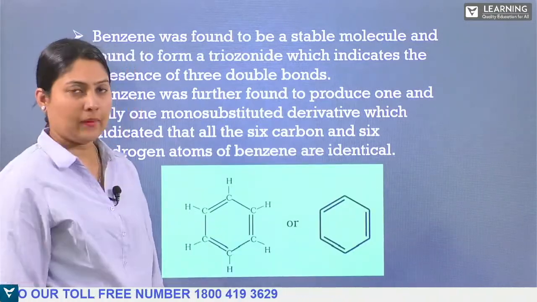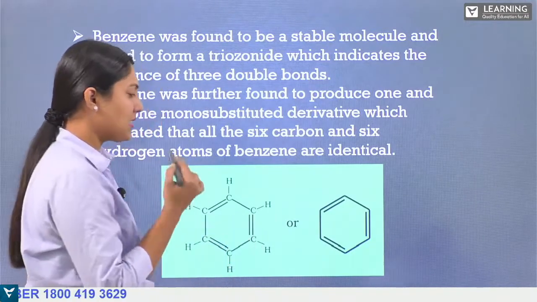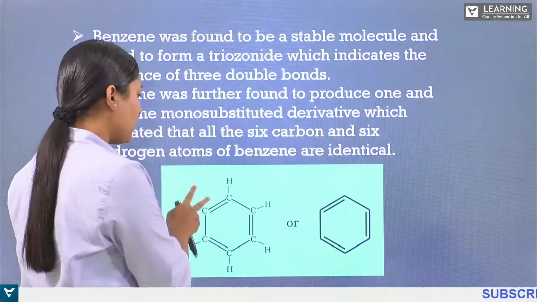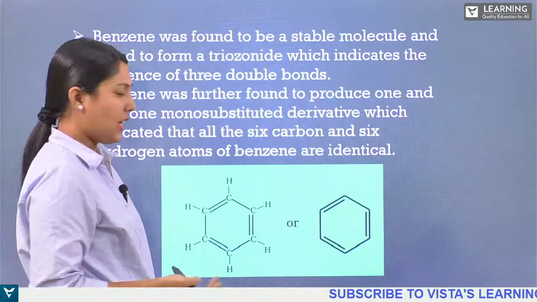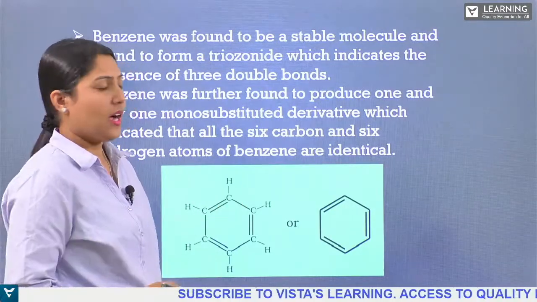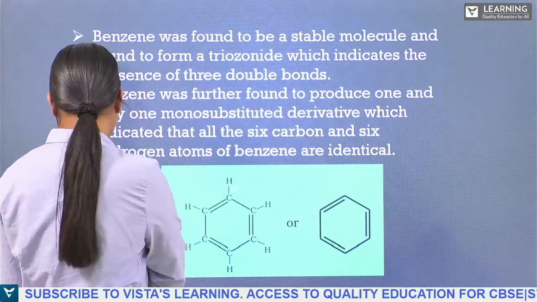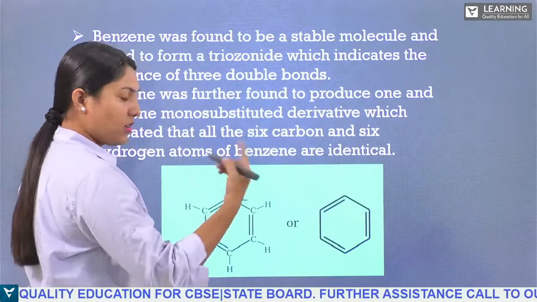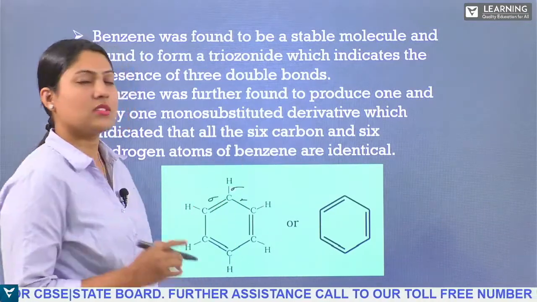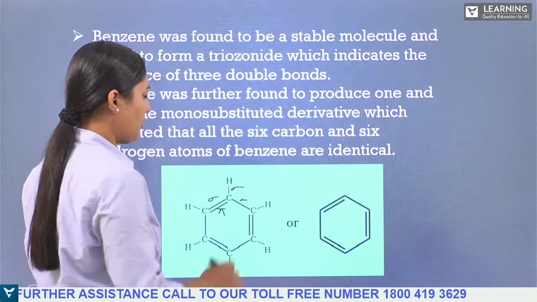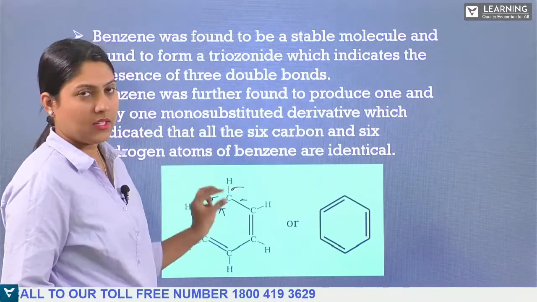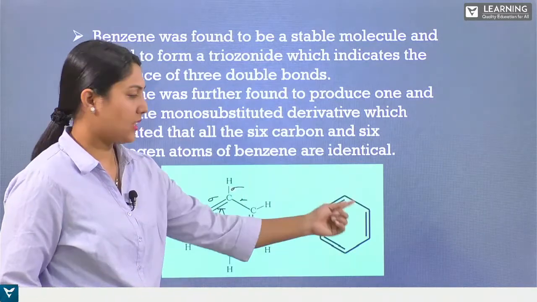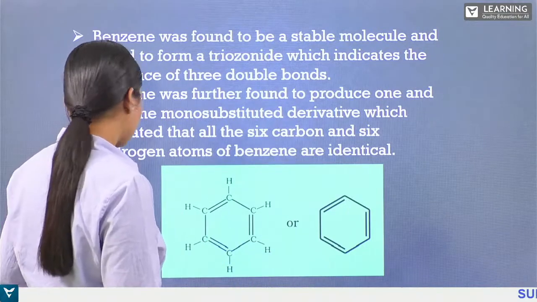This is the structure of benzene, where each carbon atom will have one single bond with the other carbon atom, and a double bond with the other adjacent carbon atom, and one single bond with hydrogen. So you can see one sigma bond with hydrogen, one sigma bond with either side of the carbon atom, and one pi bond. So this is how the carbon will be drawn in the benzene ring. You can directly write this like this. So this gives you the structure of benzene.